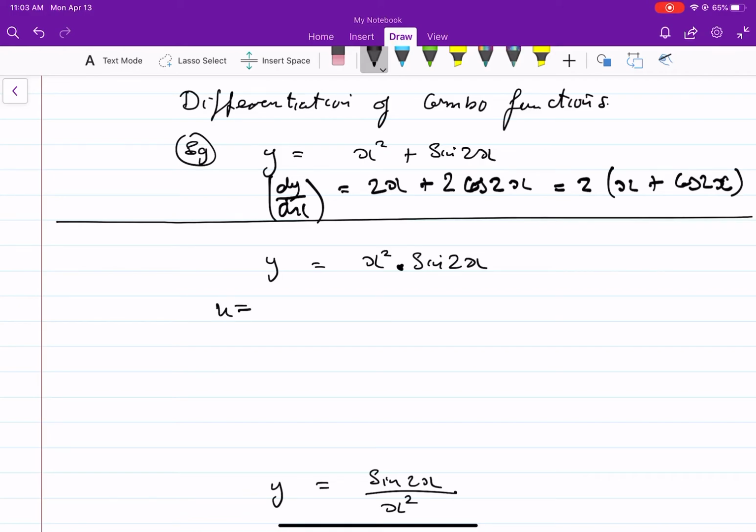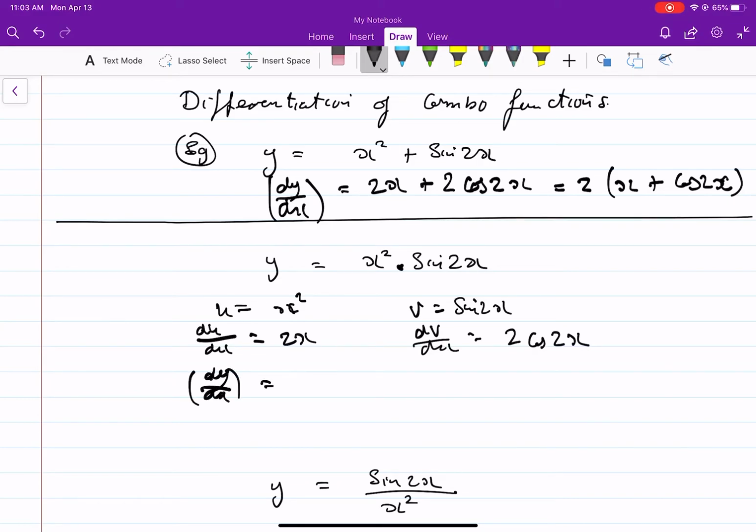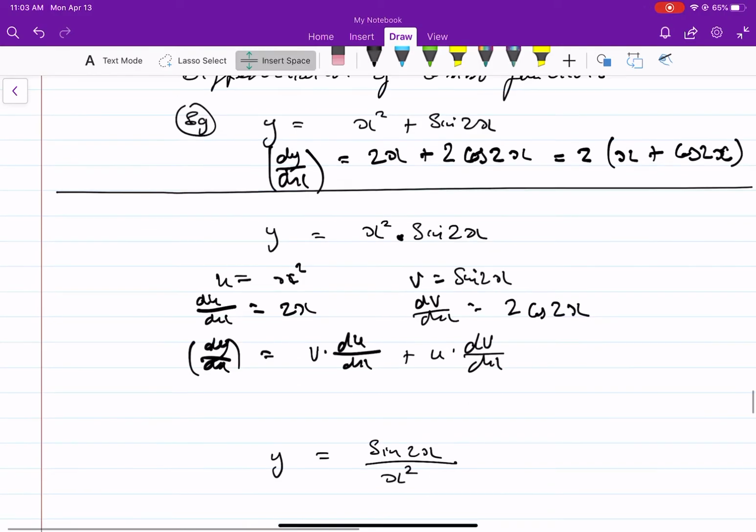So u is equal to x squared and v is equal to sine 2x. du dx, that's 2x, no problem. dv dx is equal to 2 cos 2x. Remember, v is in the form sine of f of x, so dv dx would be f prime of x times cos of f of x. And then we apply the product rule that says to get my dy dx overall, I need v times du dx plus u times dv dx. All right, let's see how we're going to work that.